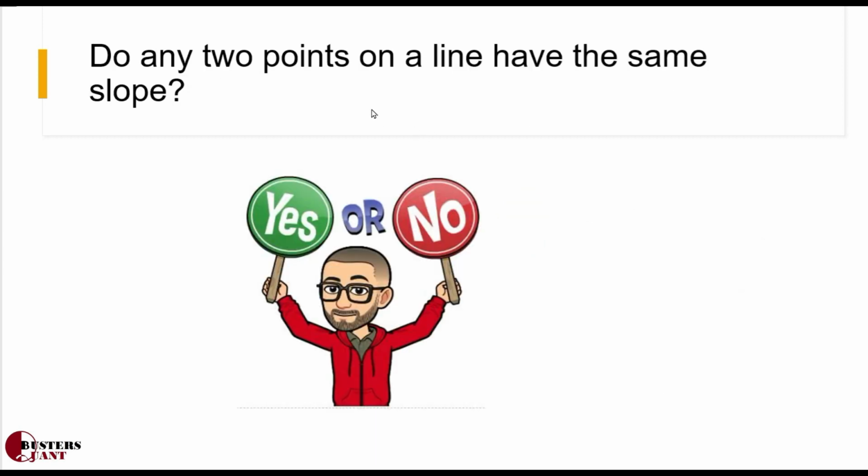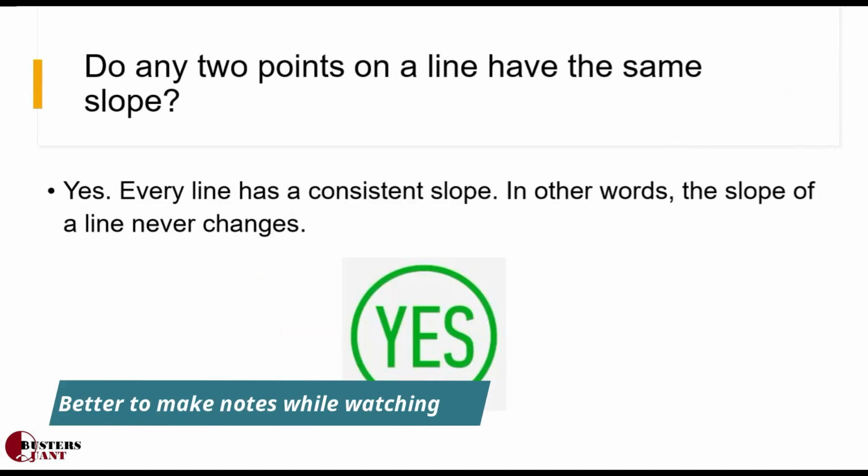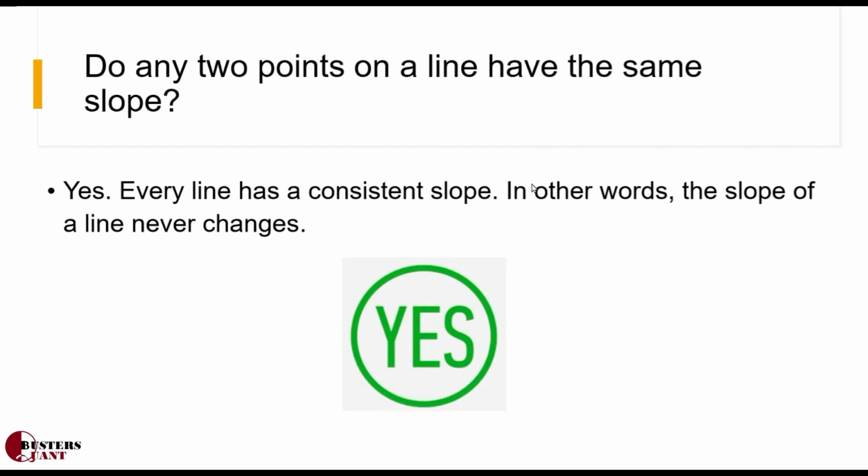Do any 2 points on the line give the same slope? If I take any 2 points, will I get the same slope? Yes or no? Yes. Every line has a consistent slope. In other words, the slope of the line never changes. It does not matter which points I am using for calculating the slope.